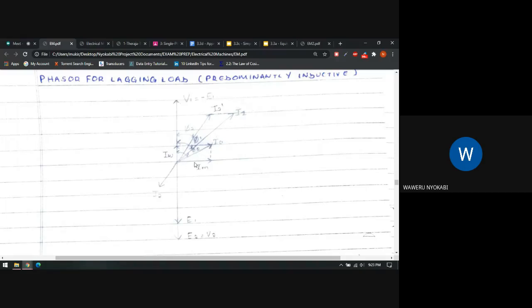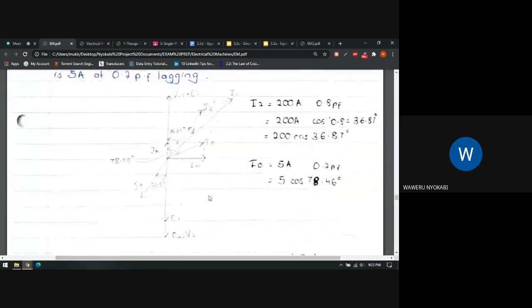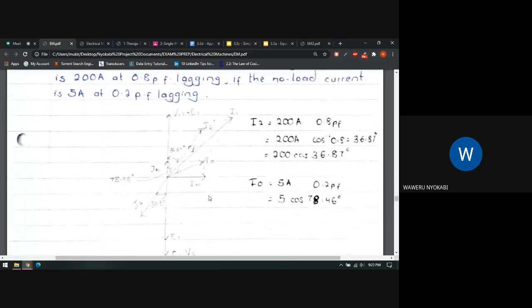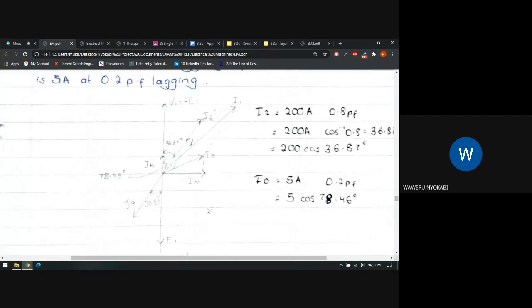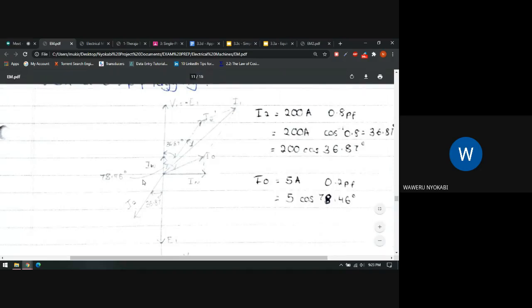So how did I get I1? If we initially had I naught, and we had I2 prime, you join the dots in the vector diagram and that helps you get I1. So that's all we need to know for this question. Okay, I'm so sorry, I know it's not clear. Let me try and zoom in further. This is just the same phase diagram as explained.